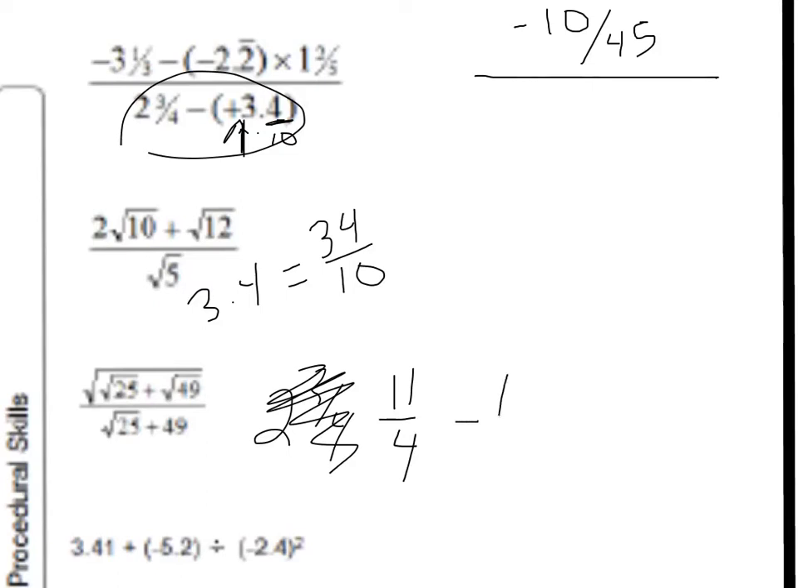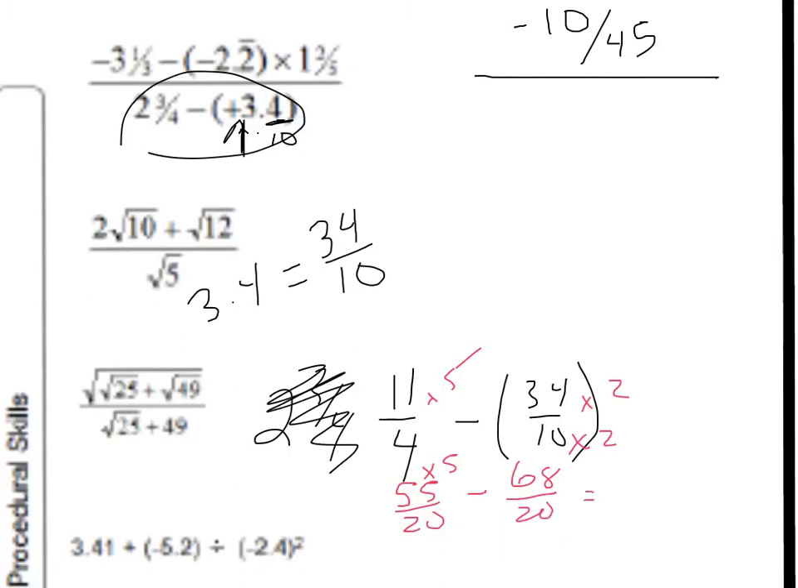I'm going to add 34/10. Again, we don't really like using those subtracting integers, but we can do that for now. Common denominator here will be 20. So again, we're going to go times 5, times 5. I get 55/20 minus, times 2, times 2, 68/20. 55 minus 68 is 13/20, and it's a negative.